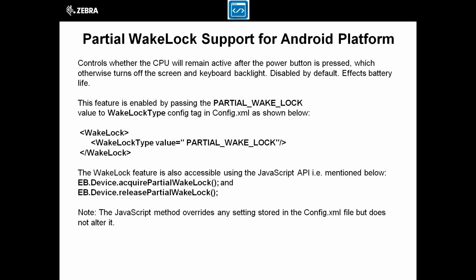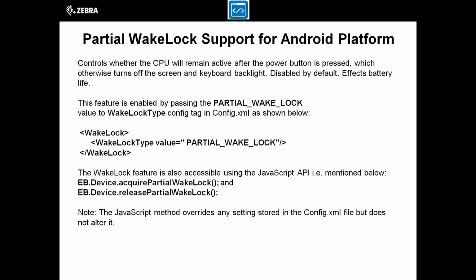When we acquire the partial wake lock on an Android device, the CPU will remain active at that point of time. We don't want to do this every time; whenever it is required, we can enable it. In order to enable it, we have a wake lock config tag, wake lock type, wherein we need to pass a value called partial wake lock.